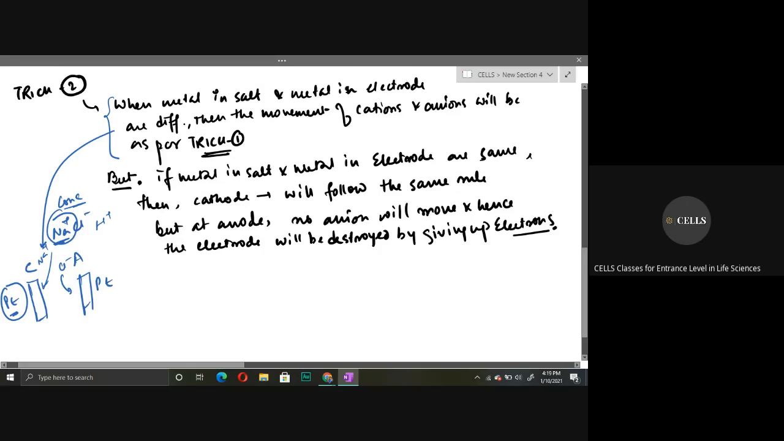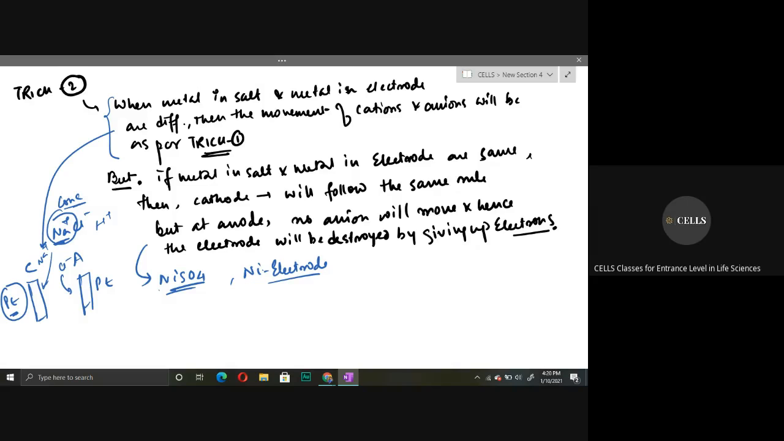Now suppose you have the case like NiSO4, and the electrode is also a nickel electrode. So now, one second.